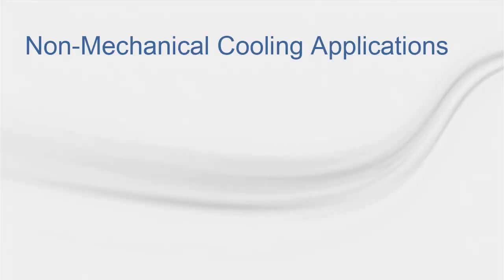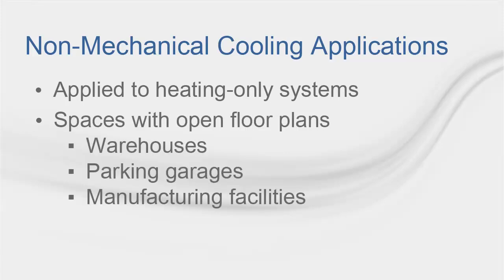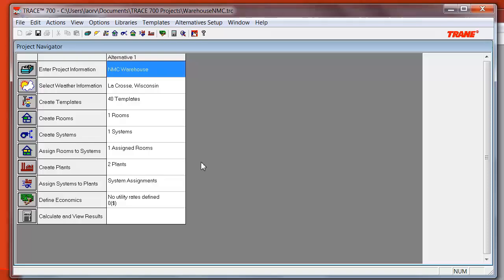Non-mechanical cooling is often modeled in combination with heating and ventilation systems and in buildings or spaces where occupant comfort is less critical, such as warehouses, parking garages, or factories. I will now demonstrate how to apply non-mechanical cooling to a Trane 700 model. I have created a file with a one-room warehouse building. All of the room inputs have already been entered, aside from those required to model non-mechanical cooling.